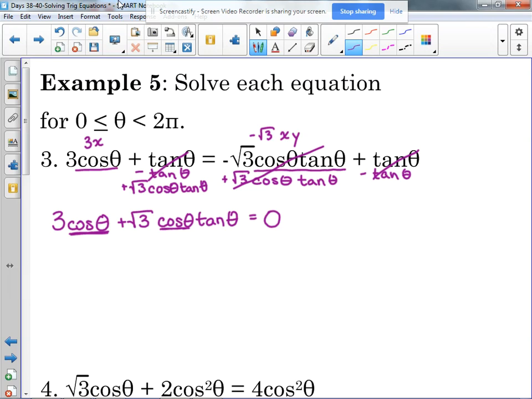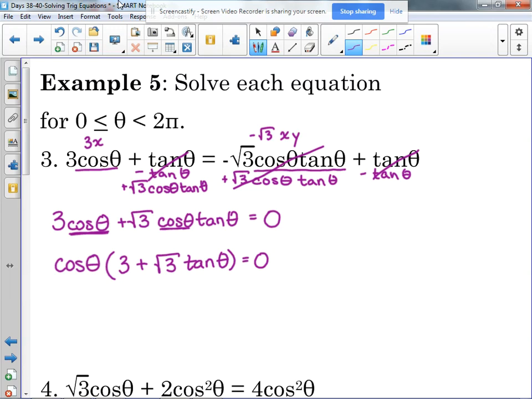I'm going to factor that out. I'm going to factor out the cosine of theta. So from my first term, when I take out the cosine of theta, I'm left with that coefficient of 3. From my second term, I'm left with the square root of 3 and the tangent. Any questions so far before I go any further? Everything that I've done so far makes sense.